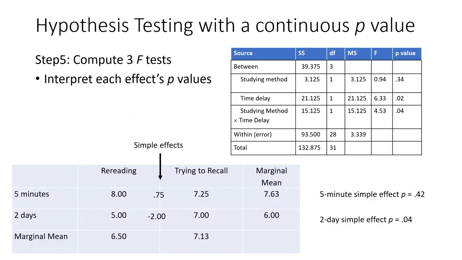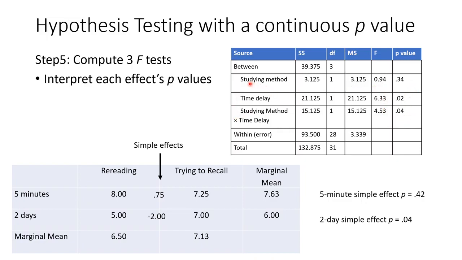Step 5 is computing the 3 f-tests and interpreting each of their p-values. Now, I'm not going to have you compute these f-values from scratch or from raw numbers. Instead, I'd like you to focus more on interpreting the information you get from computer software. Regardless of what computer software you're using, you're going to get an ANOVA source table that looks something like this one. You're going to have a line for each effect, and on that line you'll find the F and the P that you need to interpret.